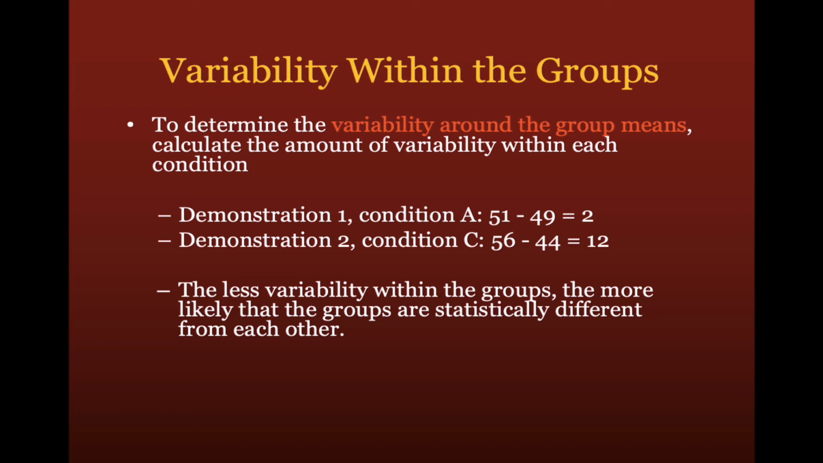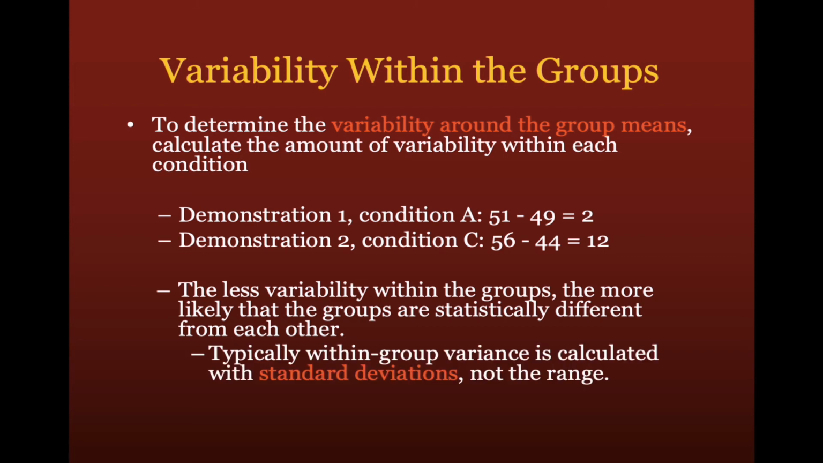Now, for this, the less variability there is within the groups, the more likely the groups are going to be statistically different from each other. So again, holding everything else constant, smaller within group variability is more likely to lead to statistically significant results compared to larger within group variability. And again, we normally deal with variability when we're talking about standard deviations. We don't typically use the range.